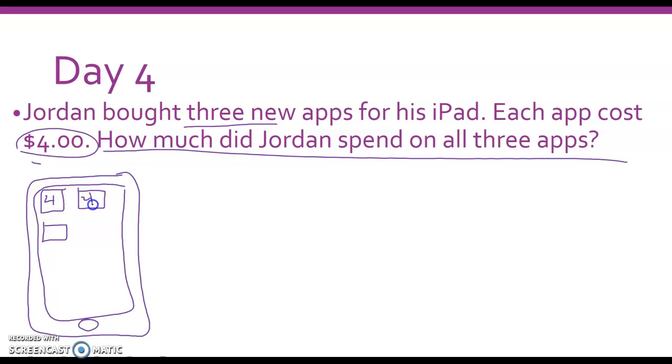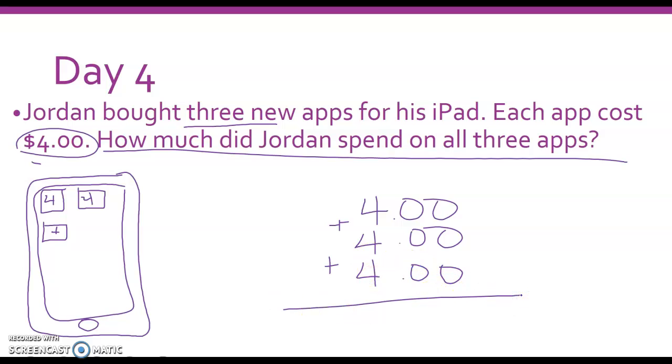So we have 4 here, 4 here, and 4 here. So I'm going to line up my numbers. $4 plus $4 plus $4. Now, if some of you want to do 4 times 3, you'll get the same answer. But I'm going to just start with the adding.